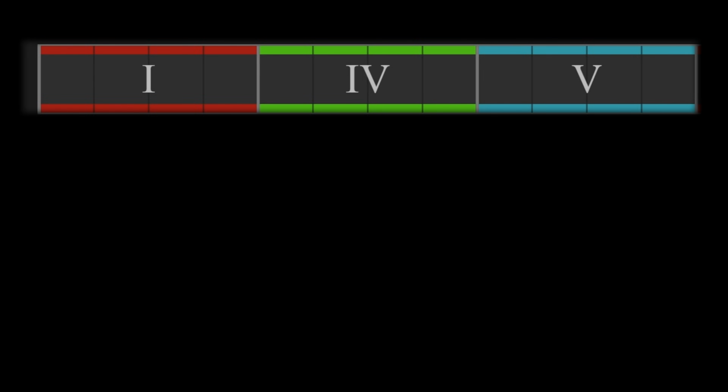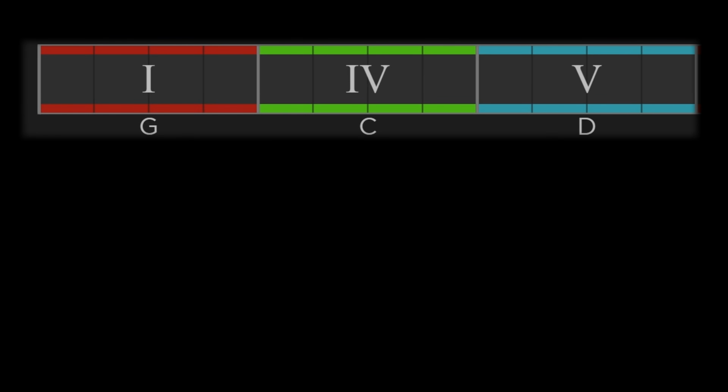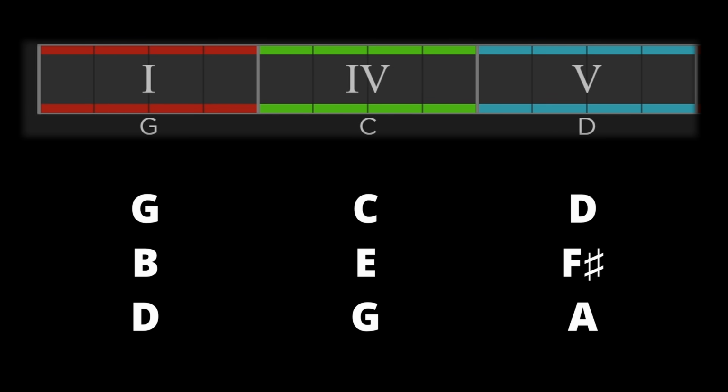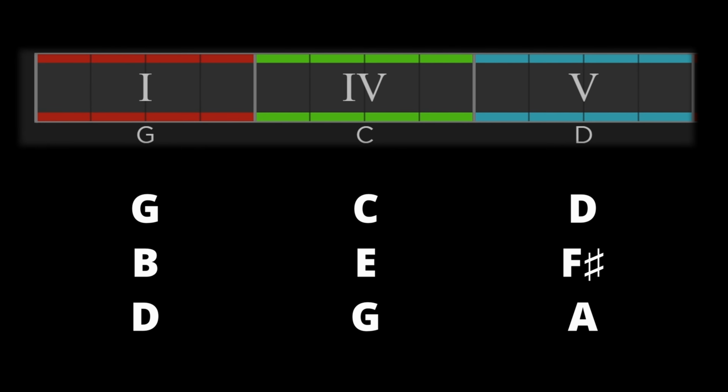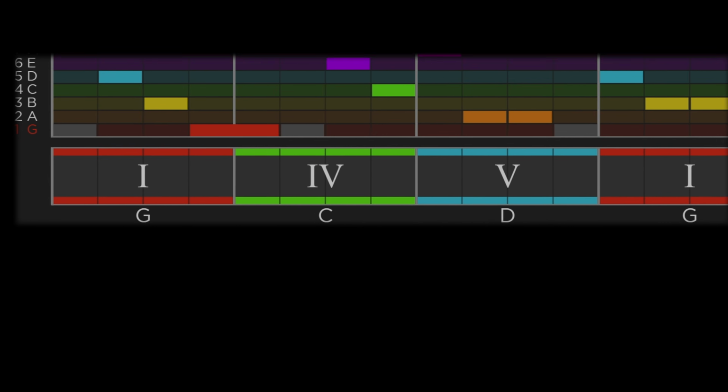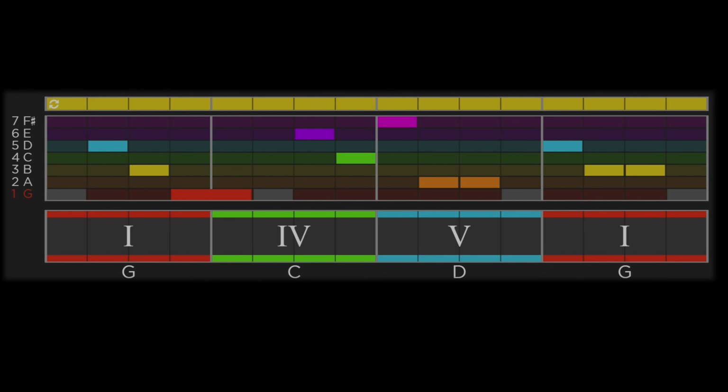For example, a basic major key chord progression uses the chords 1, 4, and 5. In the key of G major, these chords would be G major, C major, and D major. G major has the notes G, B, and D, C major has the notes C, E, and G, and D major has the notes D, F sharp, and A. In the next example, I'll construct a simple melody using only these chord tones.